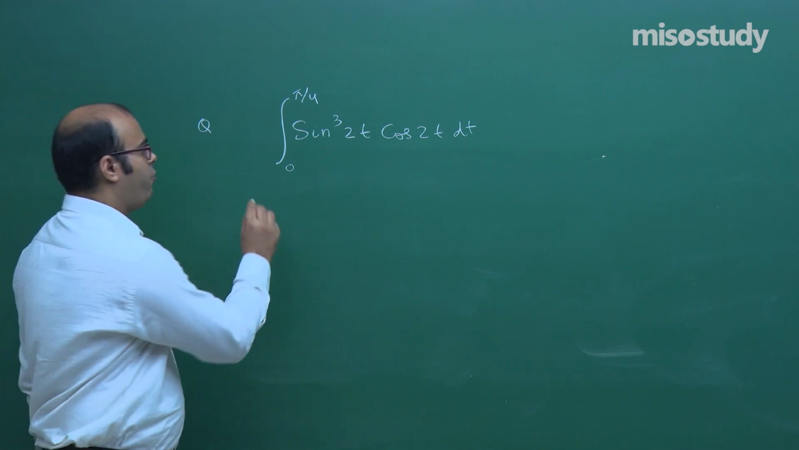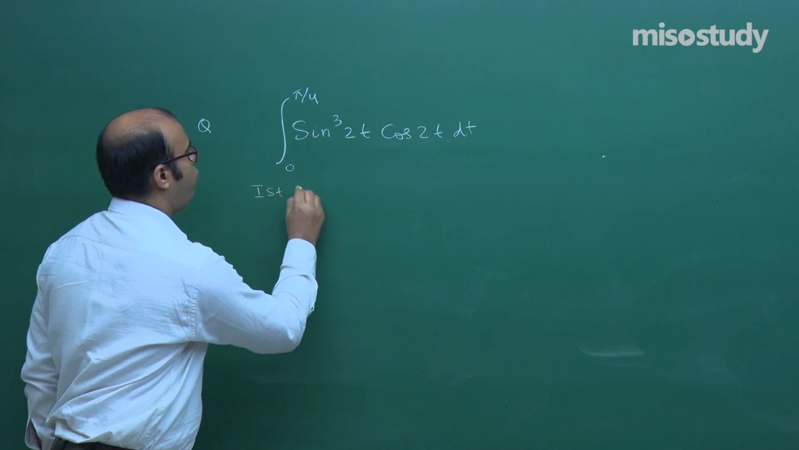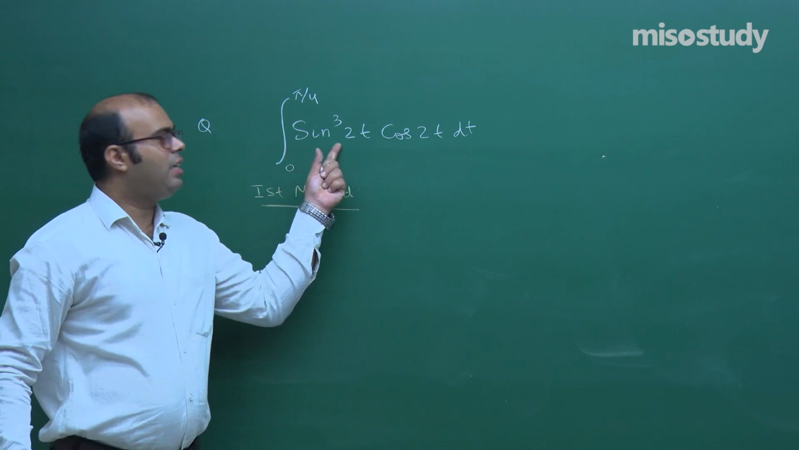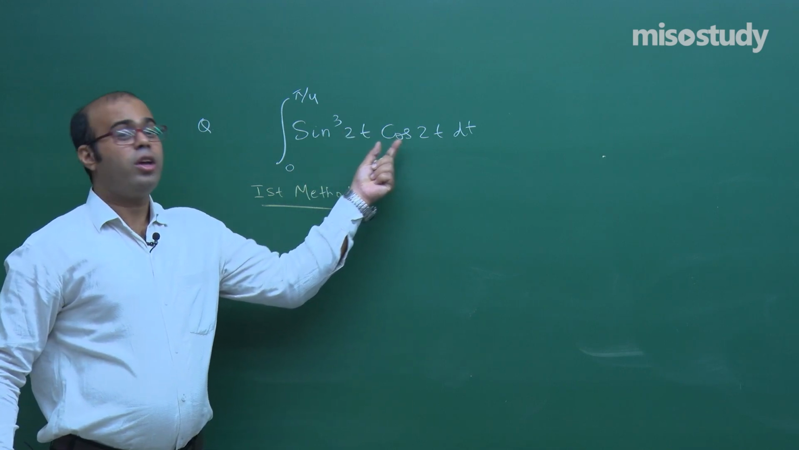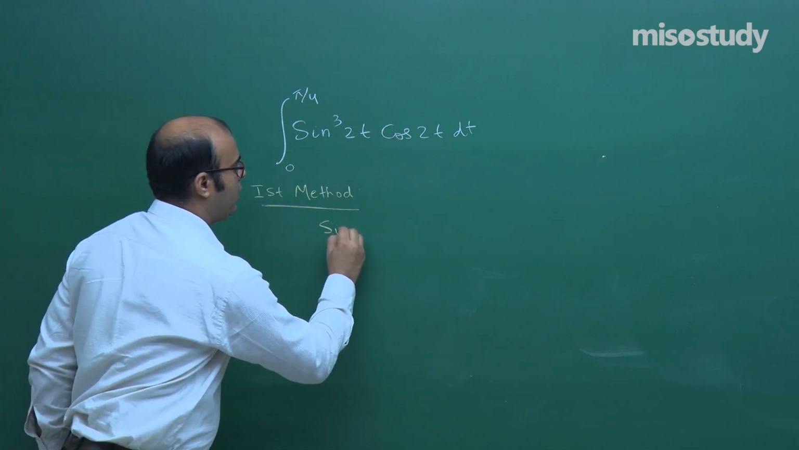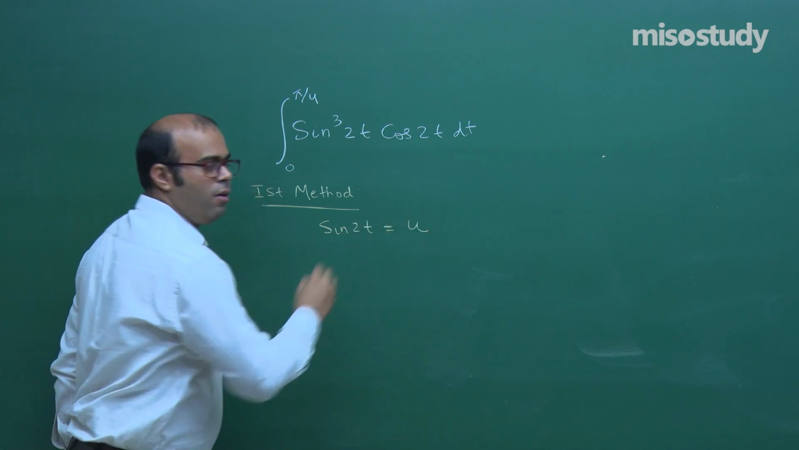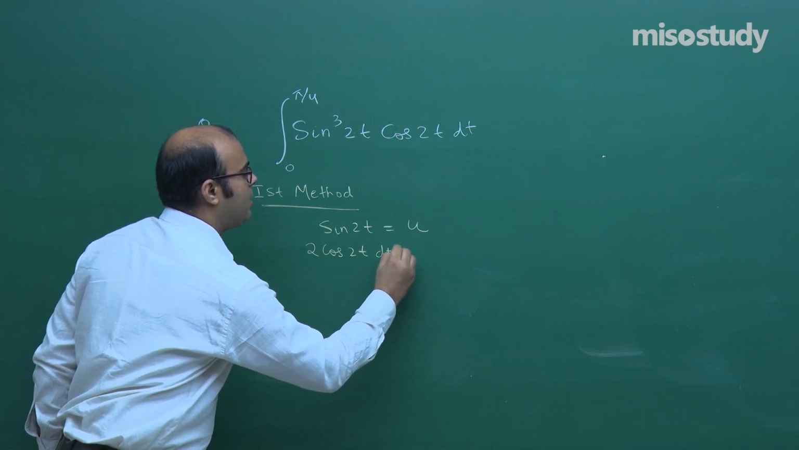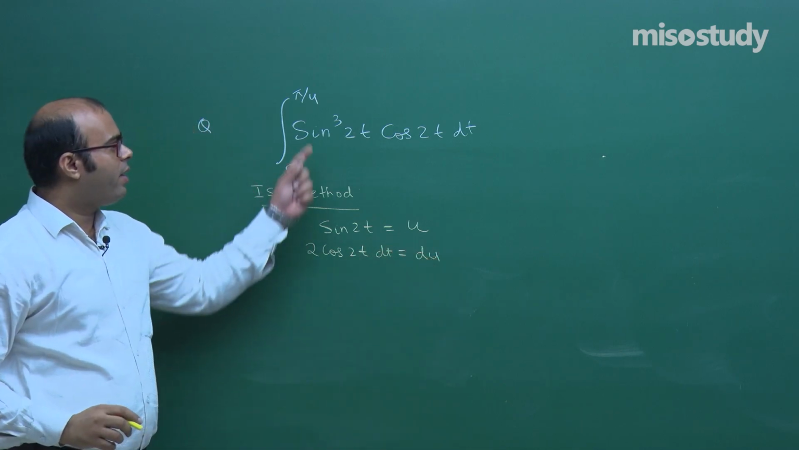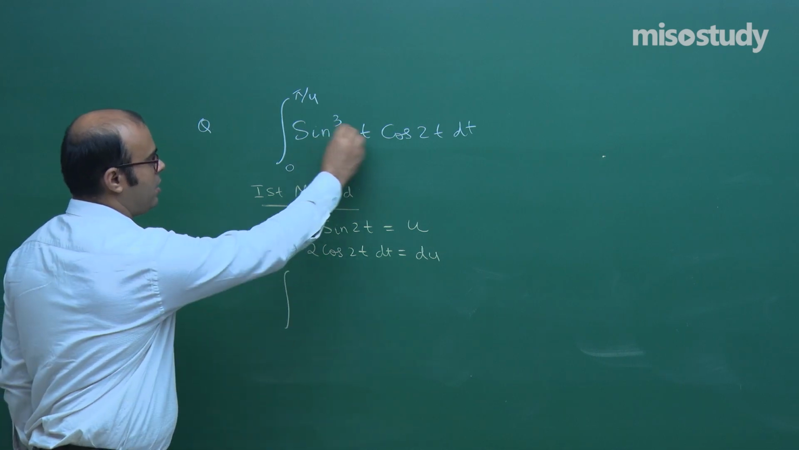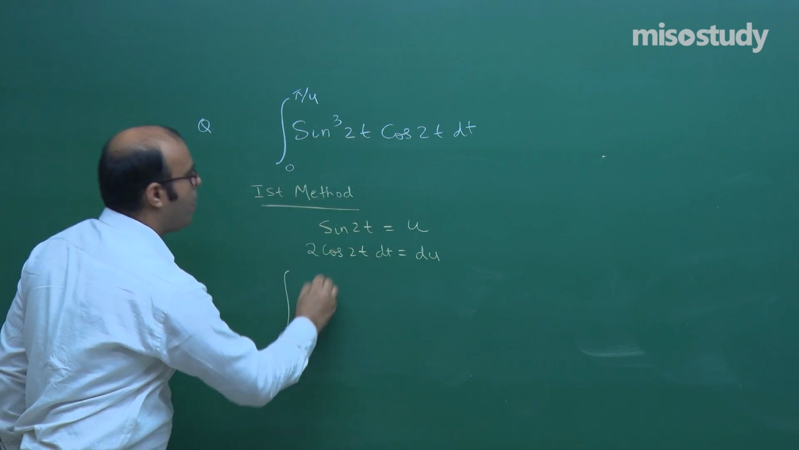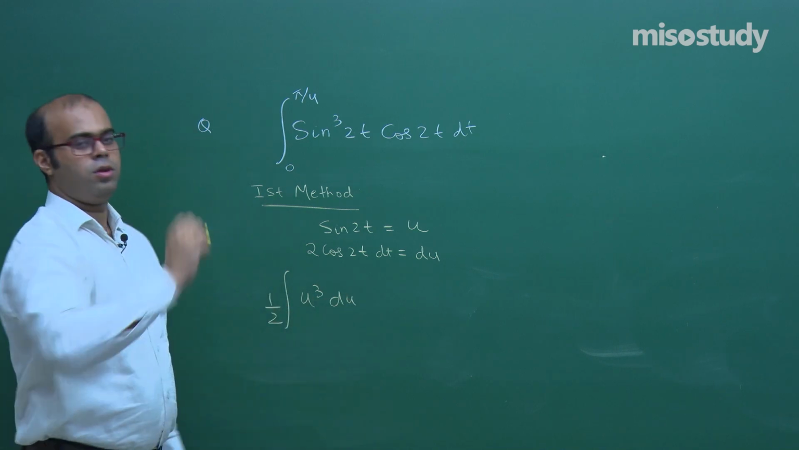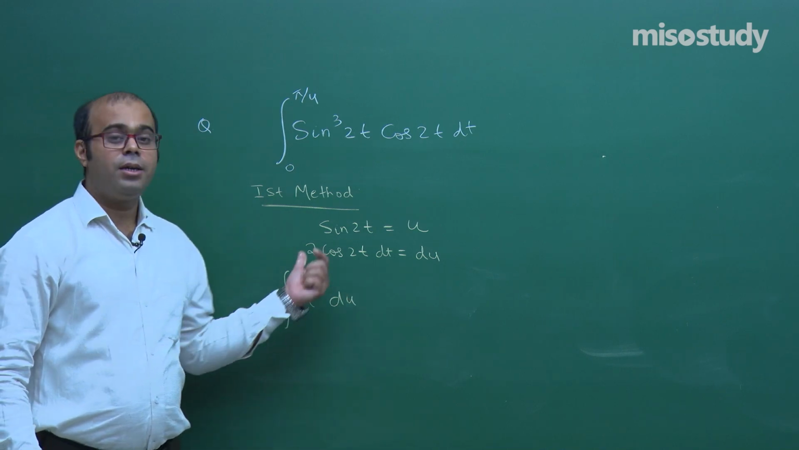So firstly, the first method, we do a substitution. Why do a substitution? As it is seen here, the derivative of sine is cos. So if we take sin 2t as, suppose, u, what will happen? Its derivative will be 2 cos 2t dt, which is equal to du. So you can write this integral as sin³ 2t is u³ and cos 2t dt is du upon 2. Right, students?